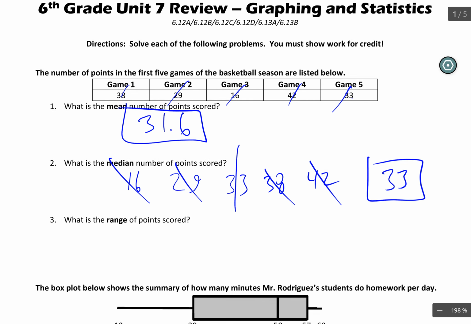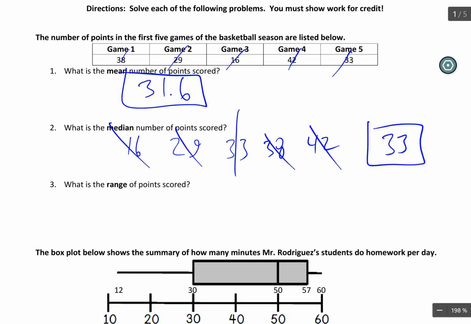What is the range? Well, my range is my maximum minus my minimum. So maximum is 42 minus my minimum of 16. So 42 minus 16 is 26. So I have a range of 26.